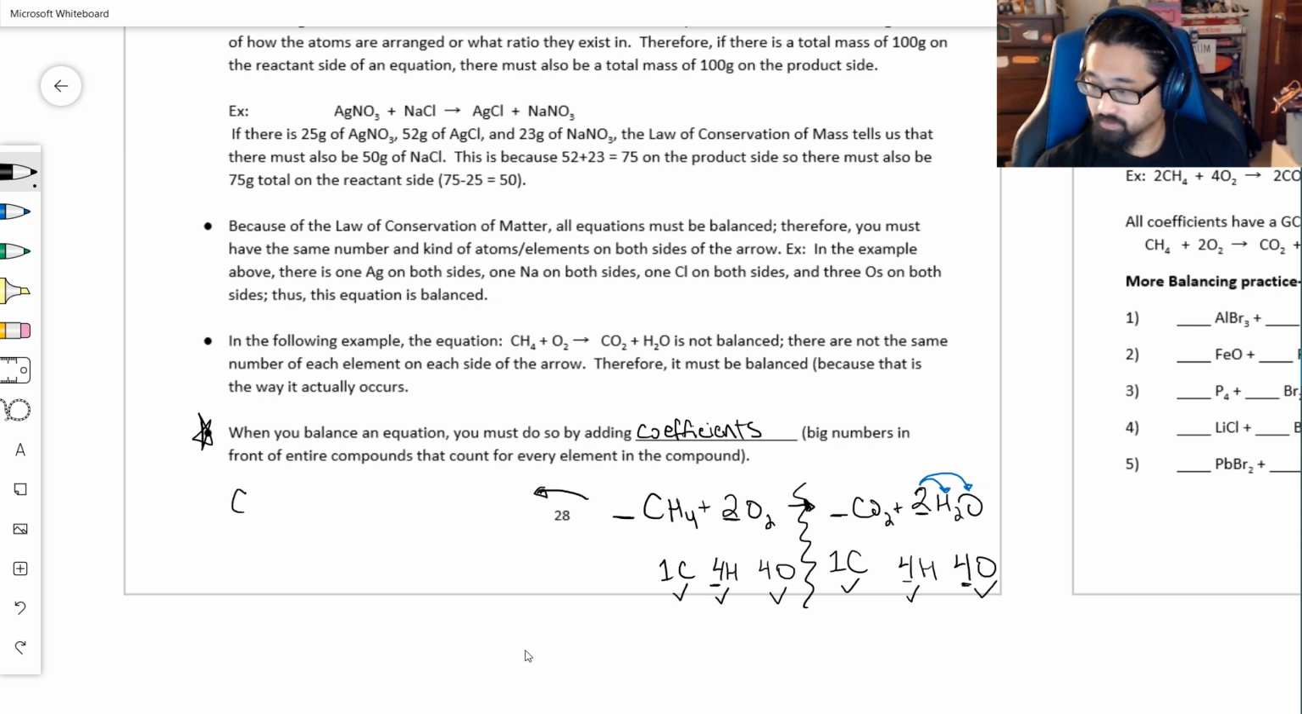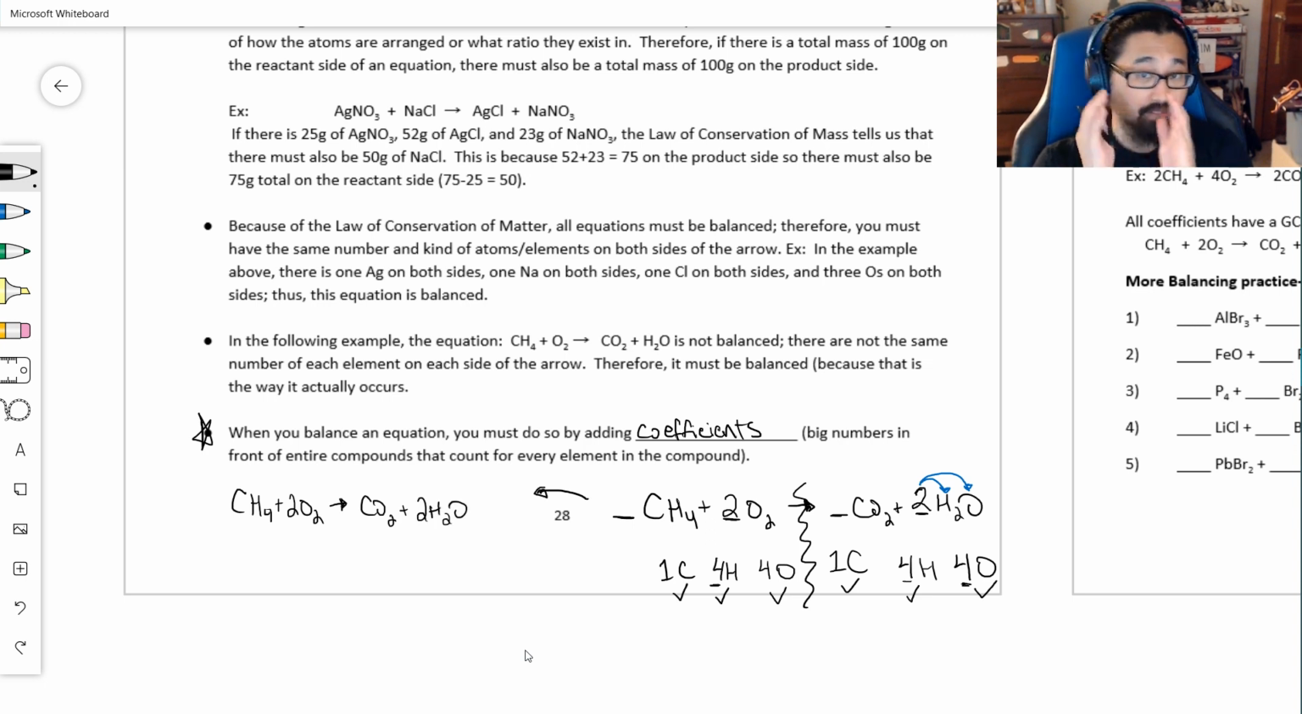It means that CH4 plus 2O2 yields CO2 plus 2 H2O, and this is my balanced equation. I have the same amount of mass at the beginning as I do at the end. I have the same number of each element in the reactant side as I do in the product side. And that's exactly what I need.